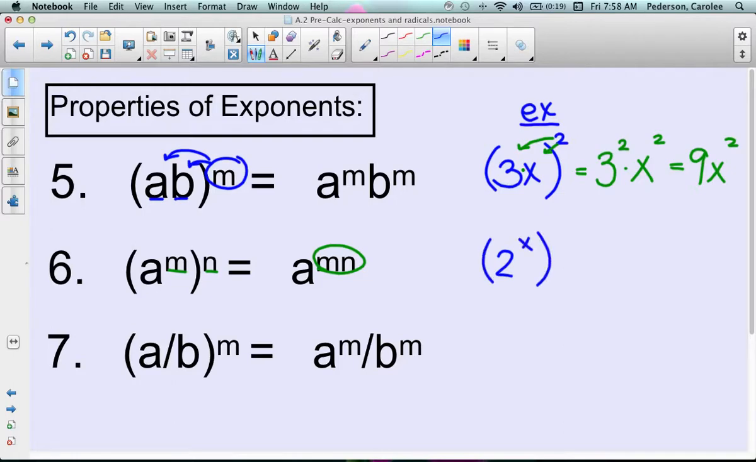2 to the x, raised to the third. What happens is these two pieces, the 2 powers, the x and the 3, will multiply to each other. So we have 2 and then x times 3, which is 2 raised to the 3x.